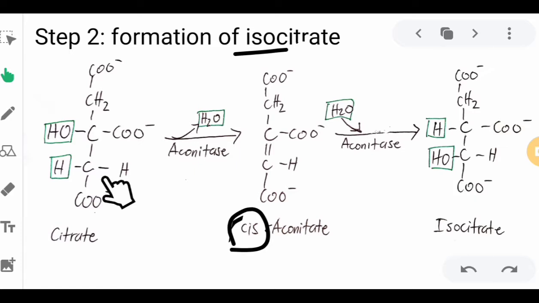So why the same? Because you have here 5 carbons as well. And how many hydrogens? 1, 2, 3, 4, 5. You have here 1, 2, 3, 4, 5. How many oxygens? 1, 2, 3, 4, 5, 6, 7. And here 1, 2, 3, 4, 5, 6. 1, 2, 3, 4, 5, 6, 7 as well. So they have the same chemical formula, but they differ in the arrangement. That is why step 2 is all about the isomerization process. And now we have here the isocitrate, the isomer of the citrate.